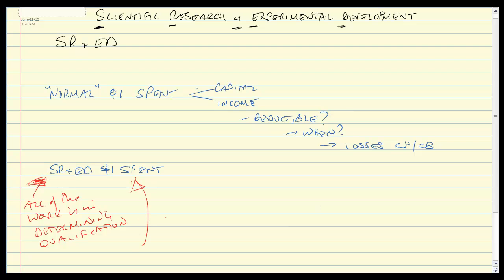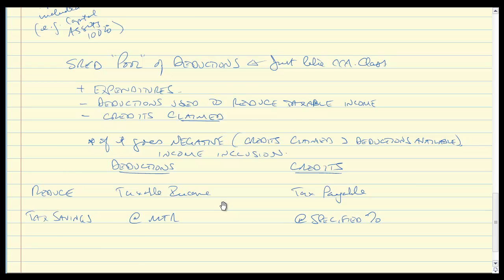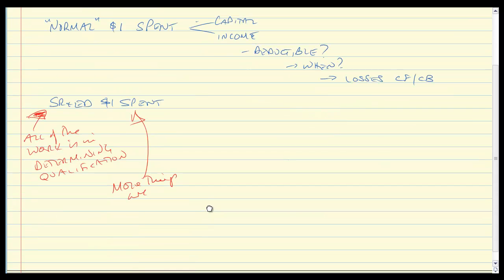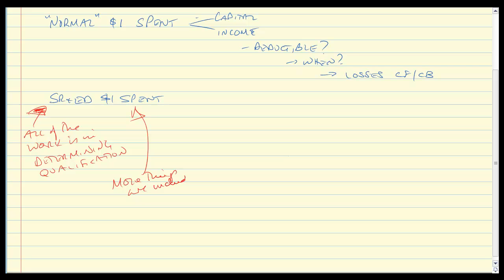The other important thing to note here is that more things are included than when we look at normal dollars. For example, we have a lot of capital assets that, if they were normal dollars, would be put into CCA pools and all of that. They are just 100% deductible if they are SR&ED dollars. So that's really important to note.